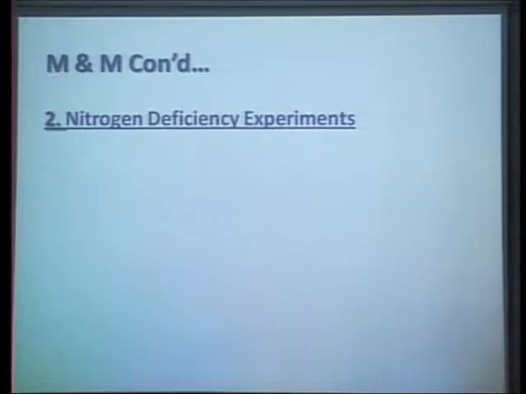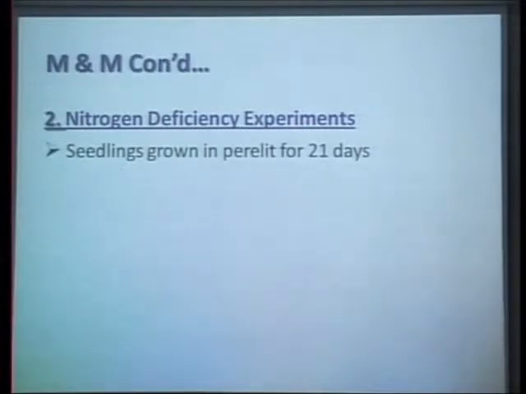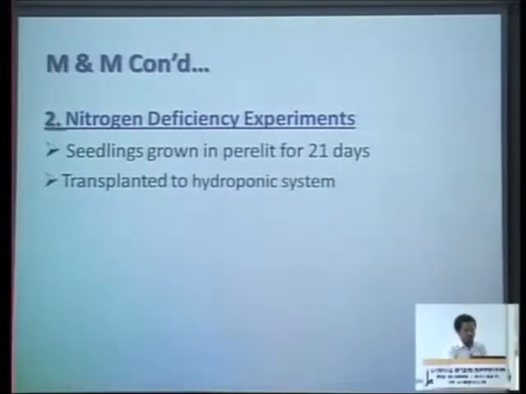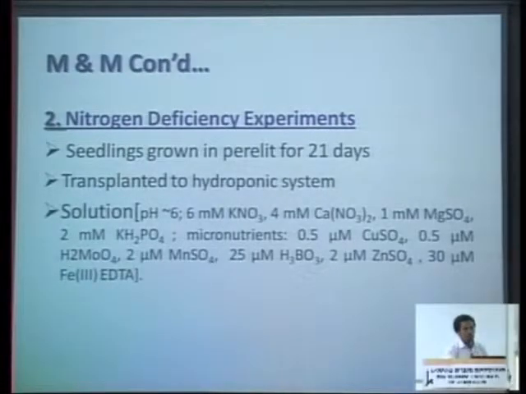The second experiment, which is done in hydroponic solution, is the nitrogen deficiency experiment. Here, seedlings were grown using perlite for 21 days. We transplant them to hydroponic solution in normal nitrogen condition. The pH of the solution was adjusted to about 6, and we use all the solutions, including micronutrients.